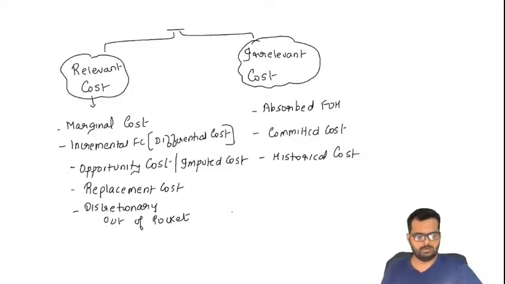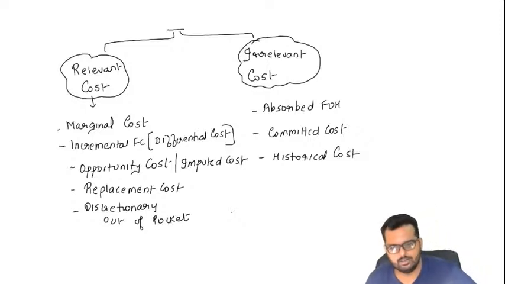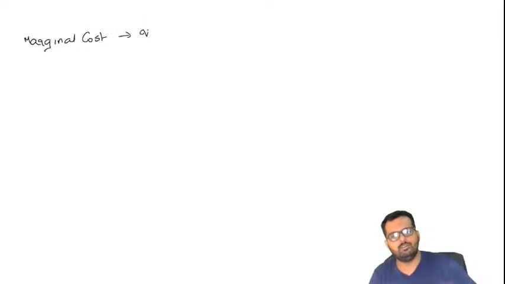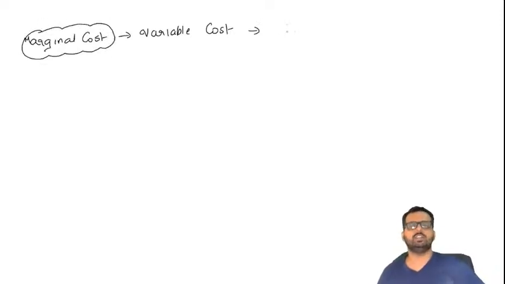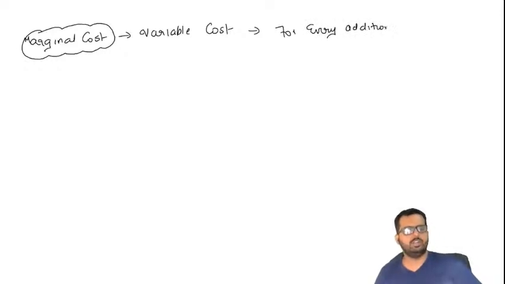Alright friends, have you all put up till here in your books? Fine, now let us learn it one by one. What is the first thing that we spoke about? Marginal cost. Friends, marginal cost is nothing but the variable cost. So variable cost is relevant to decision because for every one additional unit you produce, it is an additional cost. Hence, it is relevant for every additional unit we produce.